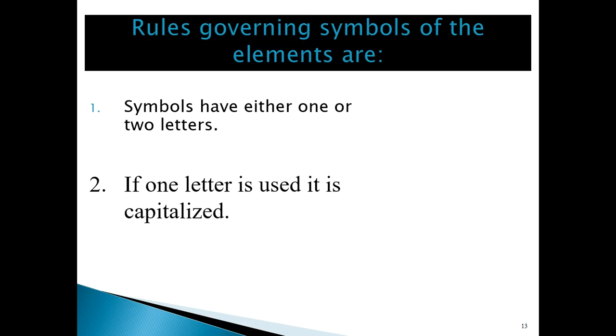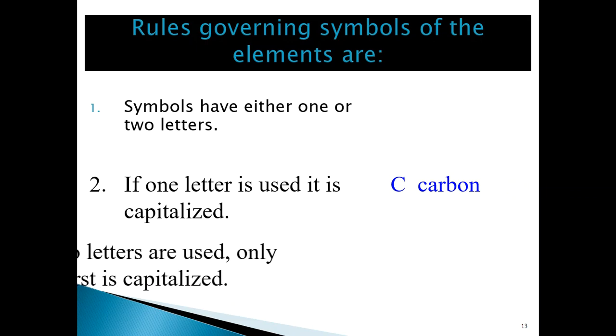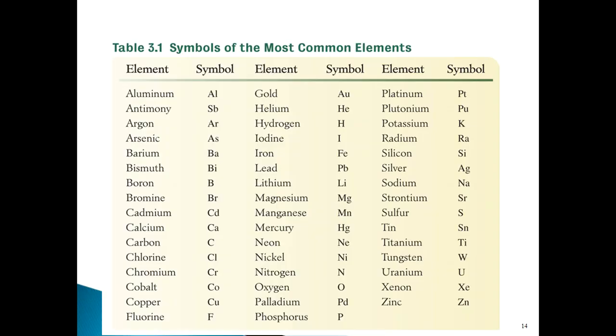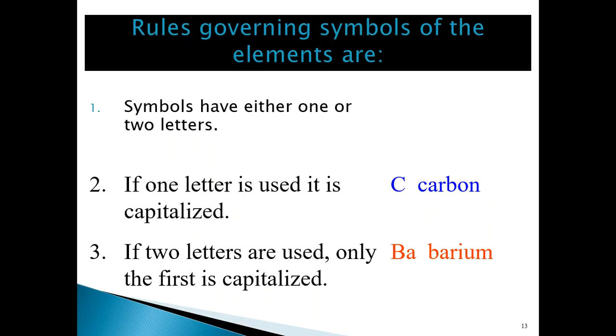One is uppercase and the other one is lowercase if it's two letters. So if one letter is used, it is uppercase or capitalized, such as hydrogen, such as carbon, right? But if you have two letters, only the first letter is capitalized. The second letter is lowercase, such as neon, such as barium, and yeah, that's it. Okay, so basically those are the rules when it comes to naming elements.